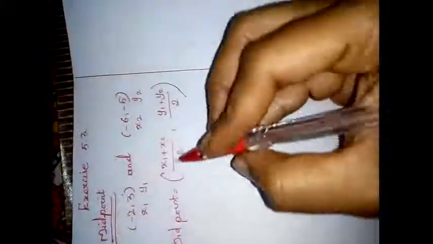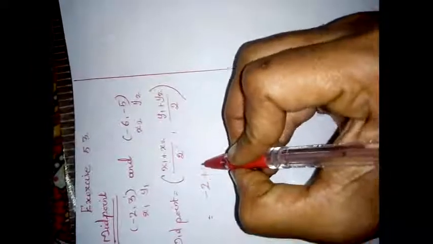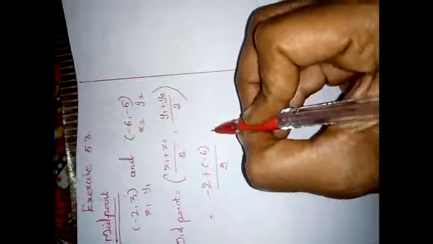The midpoint formula is ((x1 + x2)/2, (y1 + y2)/2). Apply all the points in the formula. x1 is -2 plus x2 is -6, divided by 2, and y1 is 3, y2 is -5, divided by 2.